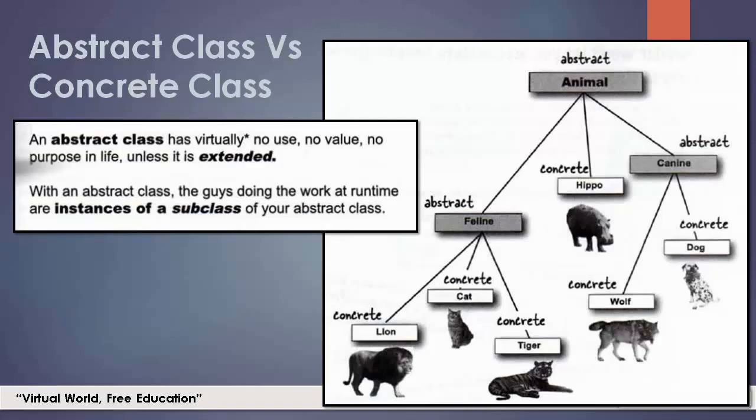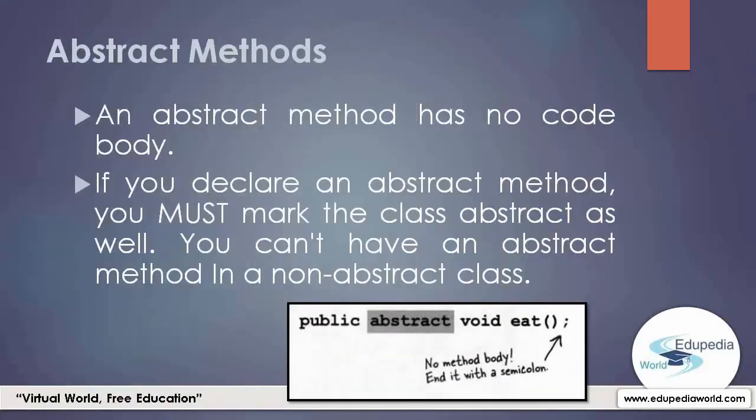For example, we can assign a name to the dog, we can assign a name to the wolf, and we can say the color of the dog, we can say the color of the wolf. Therefore, they are concrete classes, but animal, canine, and feline are abstract classes. Okay, now we know about abstract classes. Now we are going to talk about abstract methods.